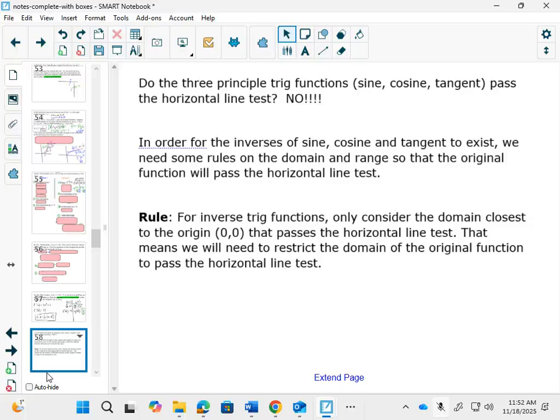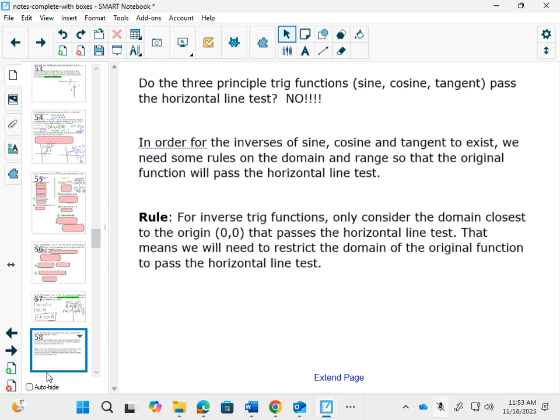Do the three trig functions, sine, cosine, and tangent, pass the horizontal line test? No. So we have a problem. In fact, what we're going to do today is you're going to have some of your CAS rule and inverse stuff explained from grade 11 and 12 trig that you sort of didn't really understand. Some of that is going to be explained by this with inverses.